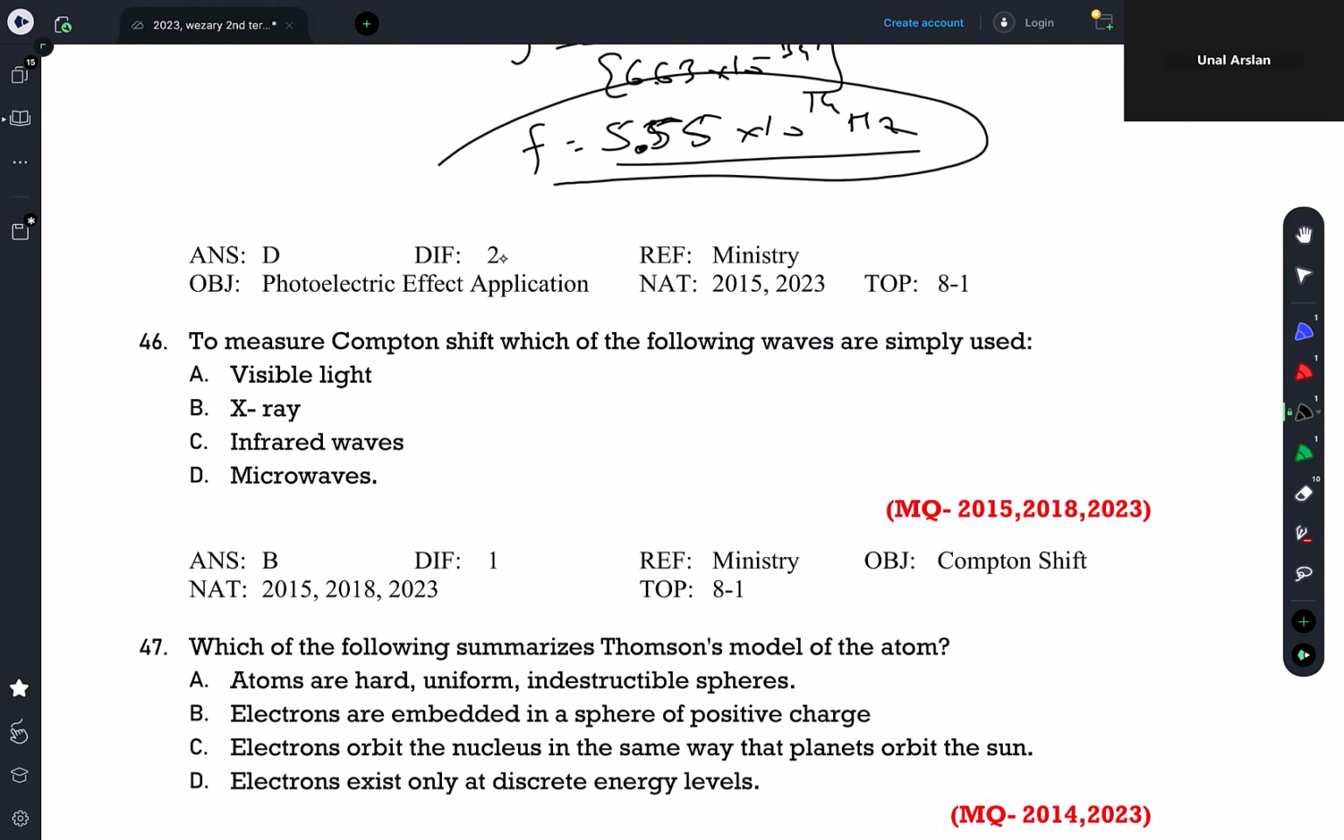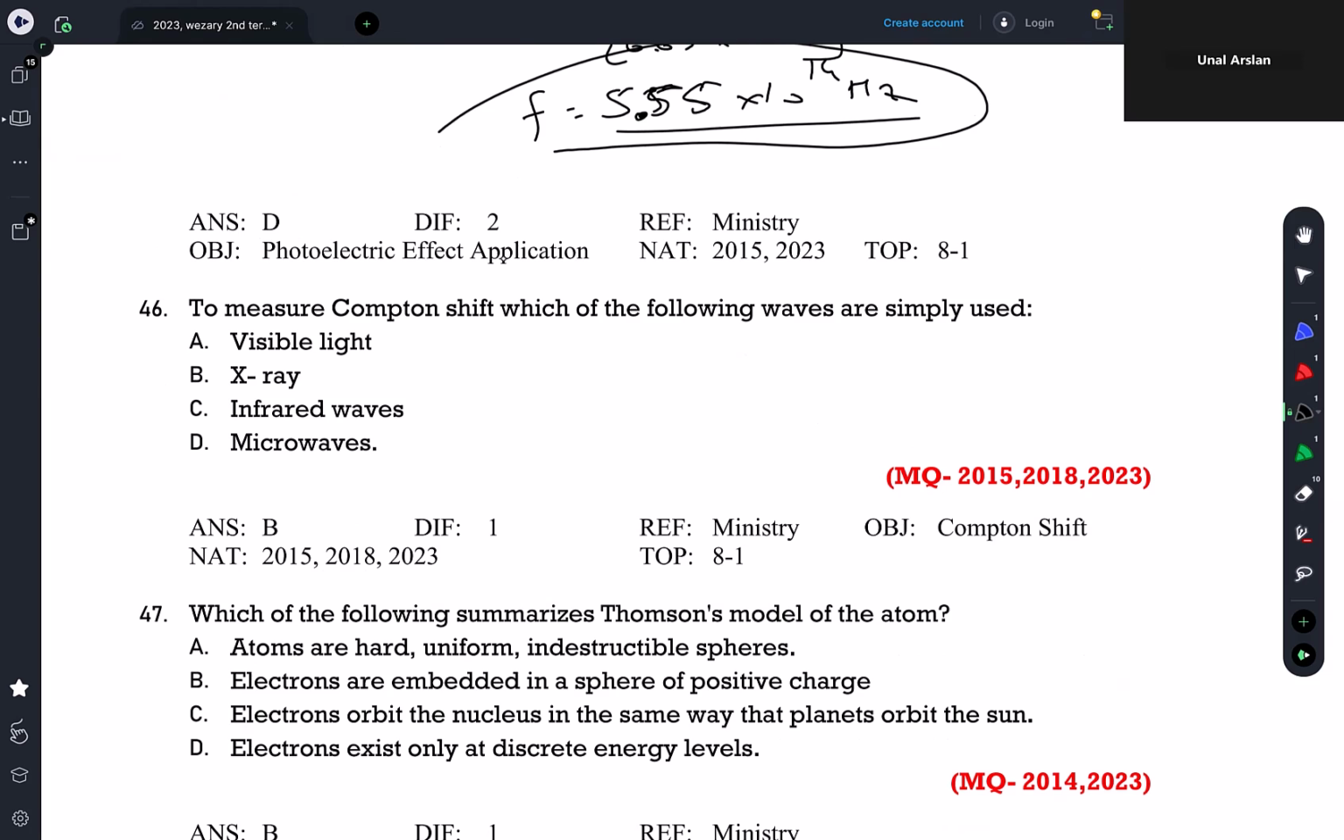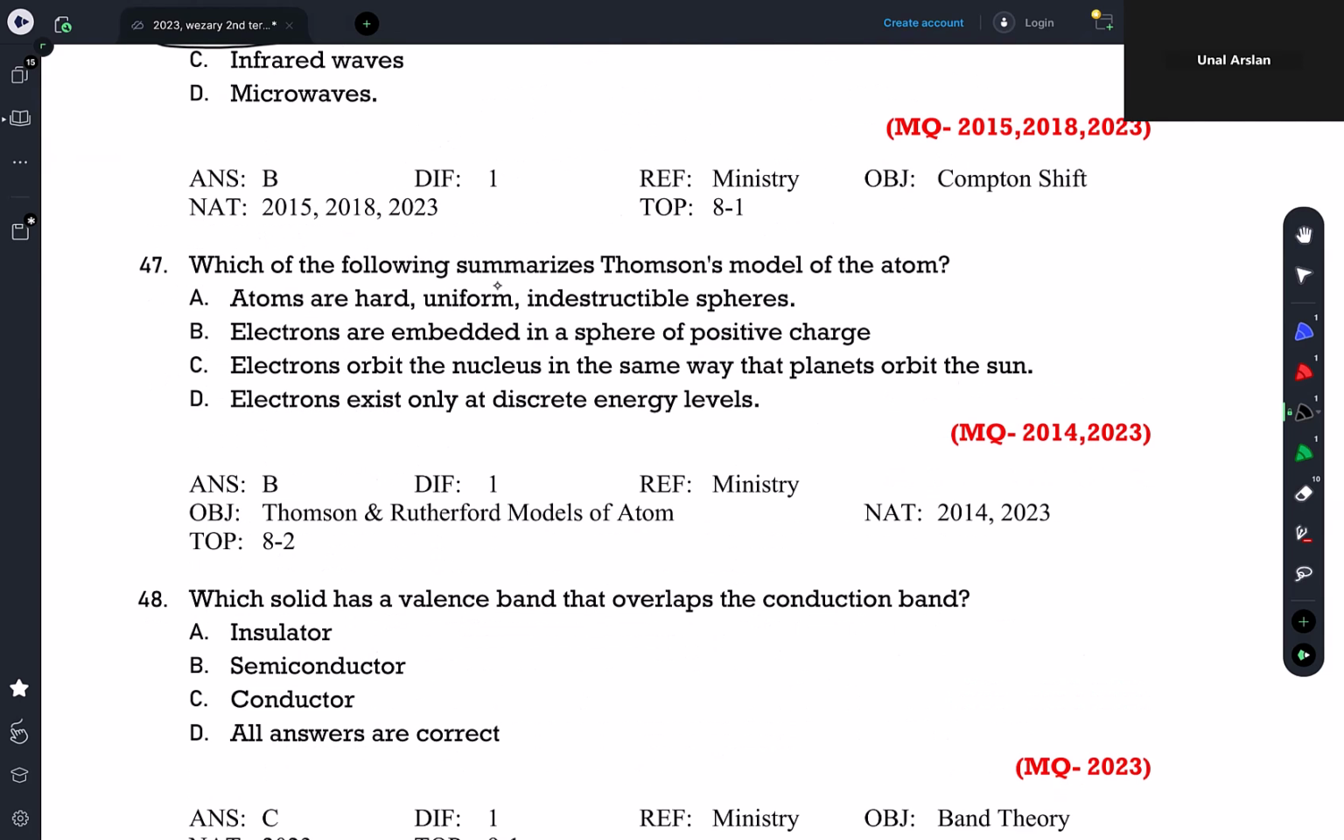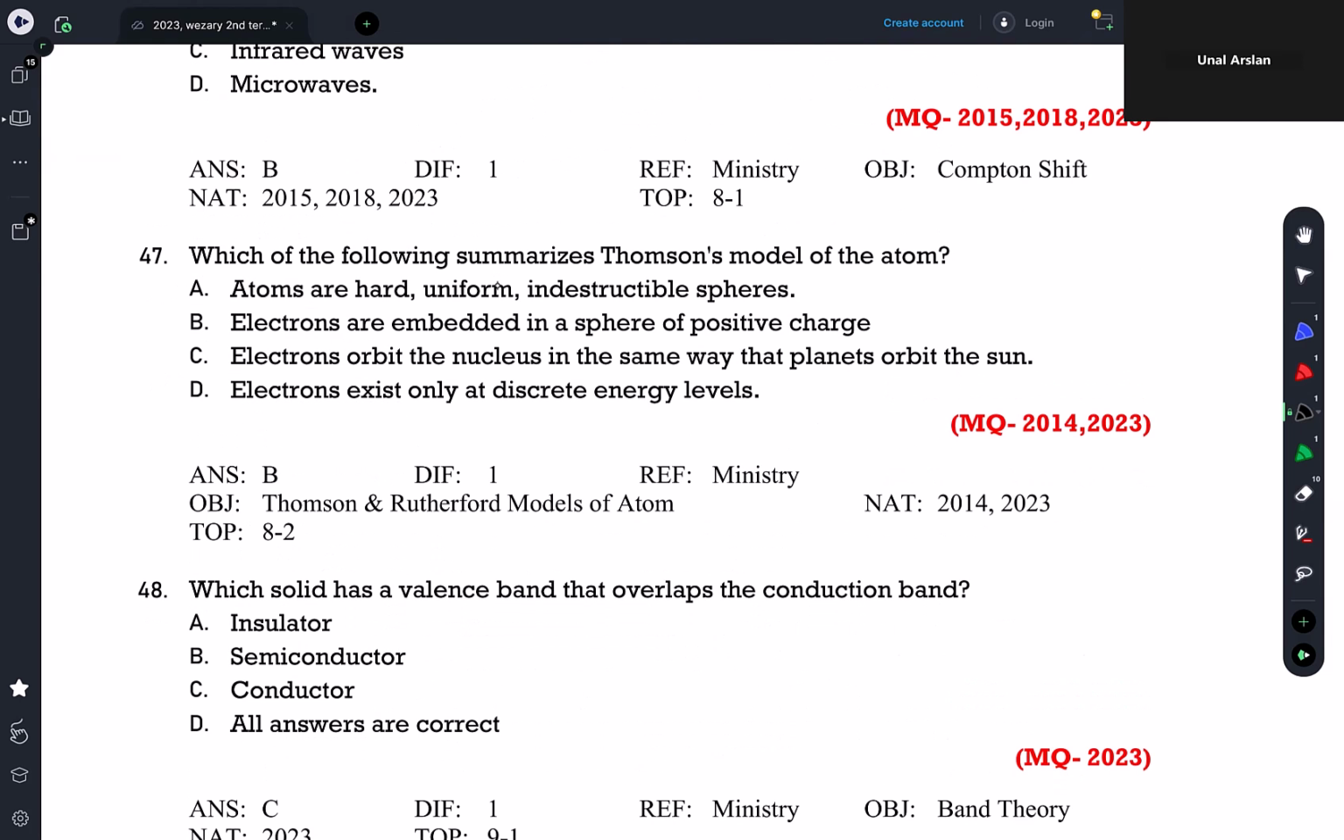Question number 46. To measure the Compton shift, which of the following waves are used? For Compton shift, X-ray photons are used. Which of the following summarizes Thomson's model of the atom? According to this model, electrons are embedded in a sphere of positive charge. B is the correct answer.